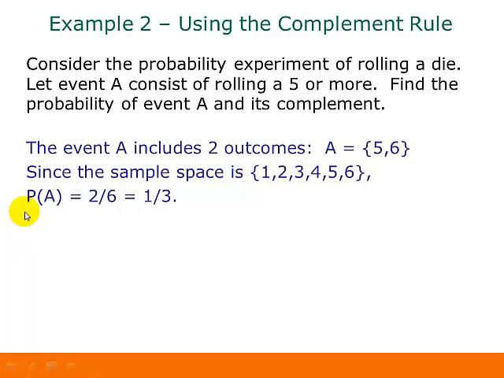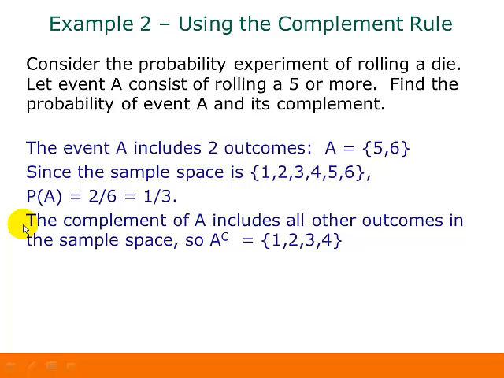And that means the probability of A, remember, is the number of outcomes in the event divided by the number of outcomes in the sample space. That's 2/6 or 1/3. So the complement of A includes all the other outcomes in the sample space that were not included in A. So A complement would be {1, 2, 3, 4}. That way, if we put A complement and A together, we would get the whole sample space. So the probability of A complement is 1 minus the probability of A, so it's 1 minus 1/3 or 2/3.